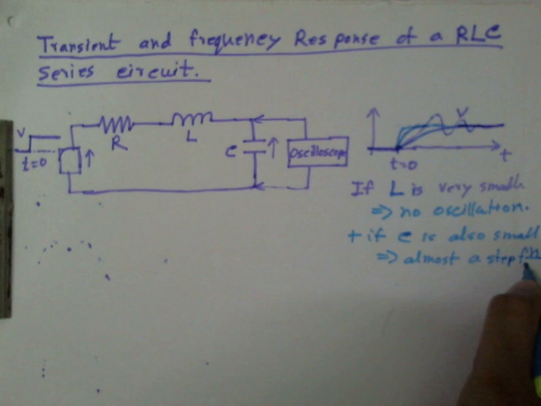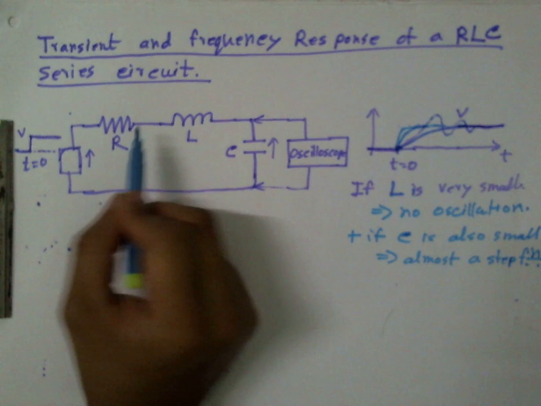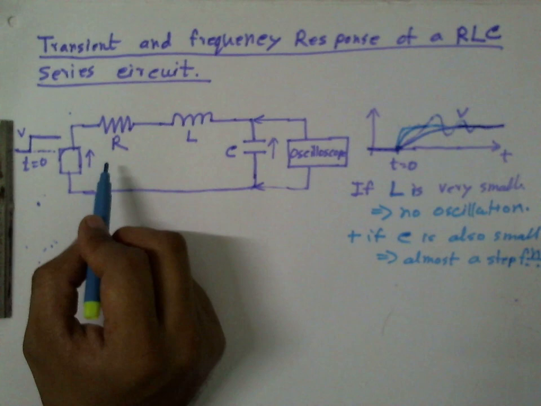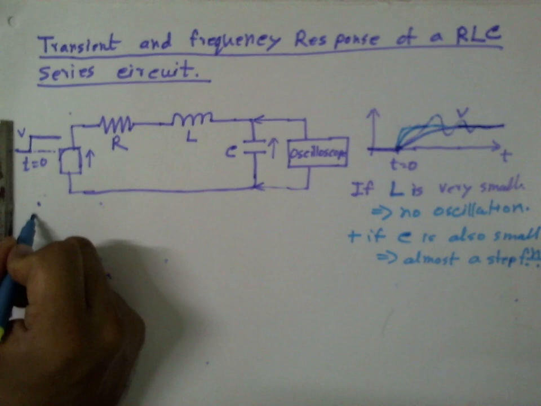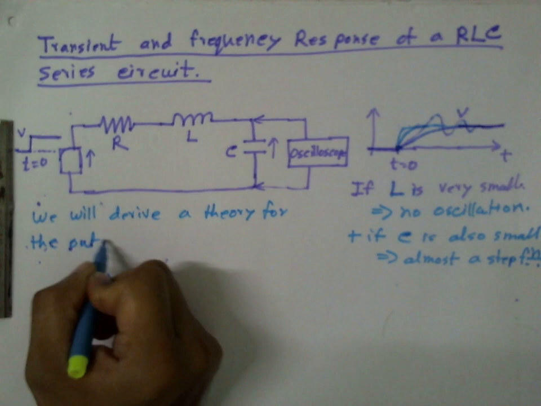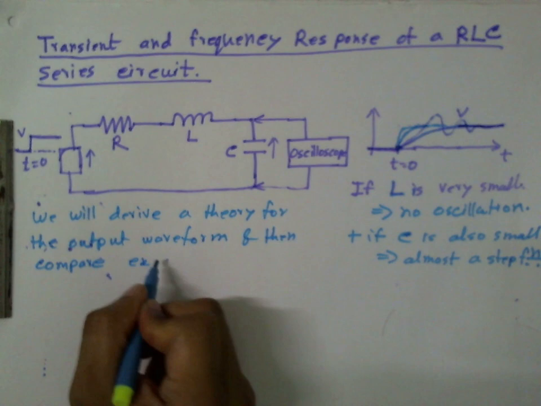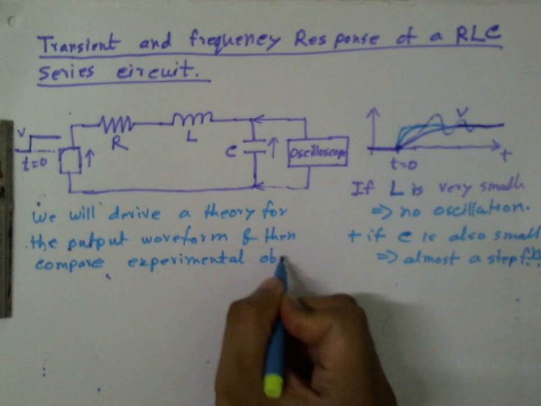Okay, so we will see how it behaves with an oscilloscope by changing these parameters L, C, R, etc. And we will also derive how this waveform should look theoretically. So we will derive a theory for the output waveform and then compare it with the experimental observation. So that's the purpose of this experiment.